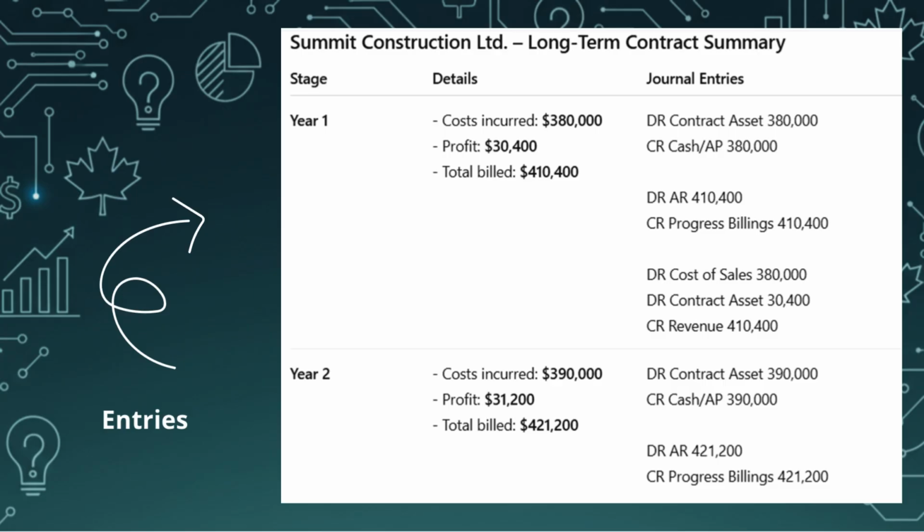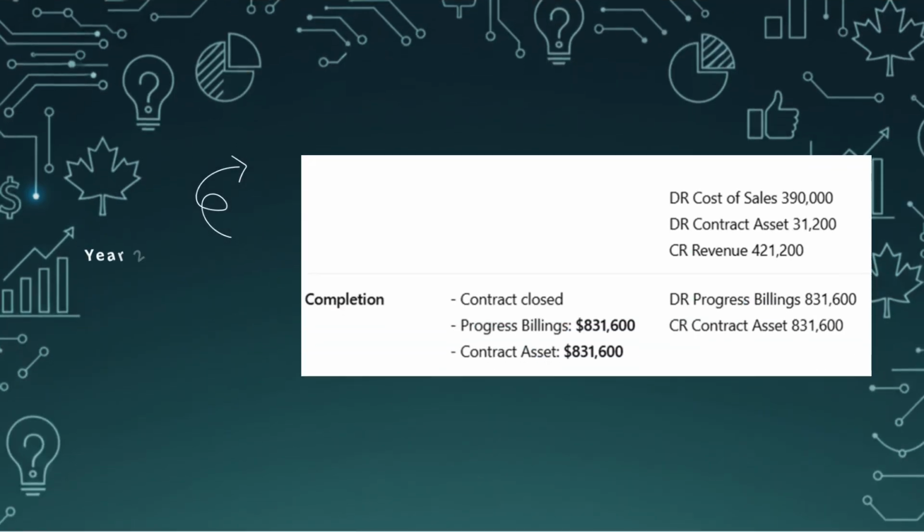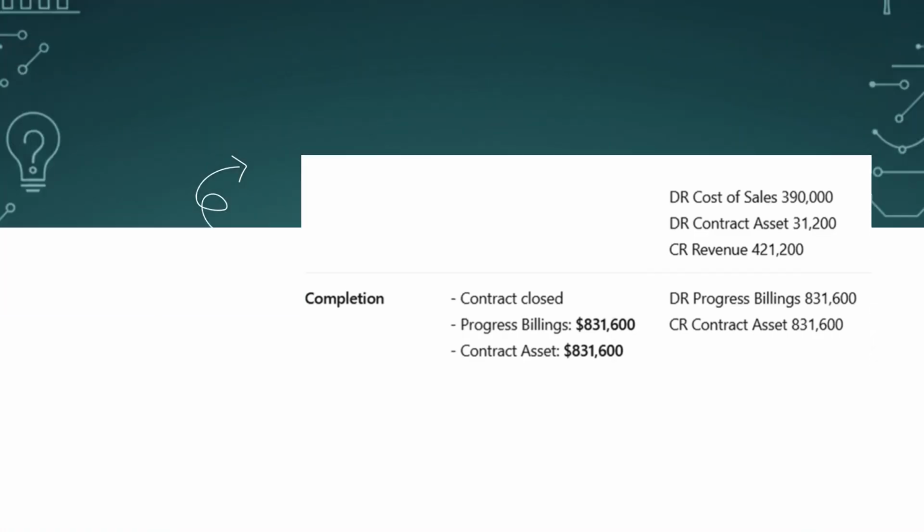For year 2, it's exactly the same process and journal entries. In year 3, the project is completed, and an entry is recorded to remove the contract asset and progress billings from the records. Cost plus is fairly straightforward. But fixed price contracts? That's where things get interesting.